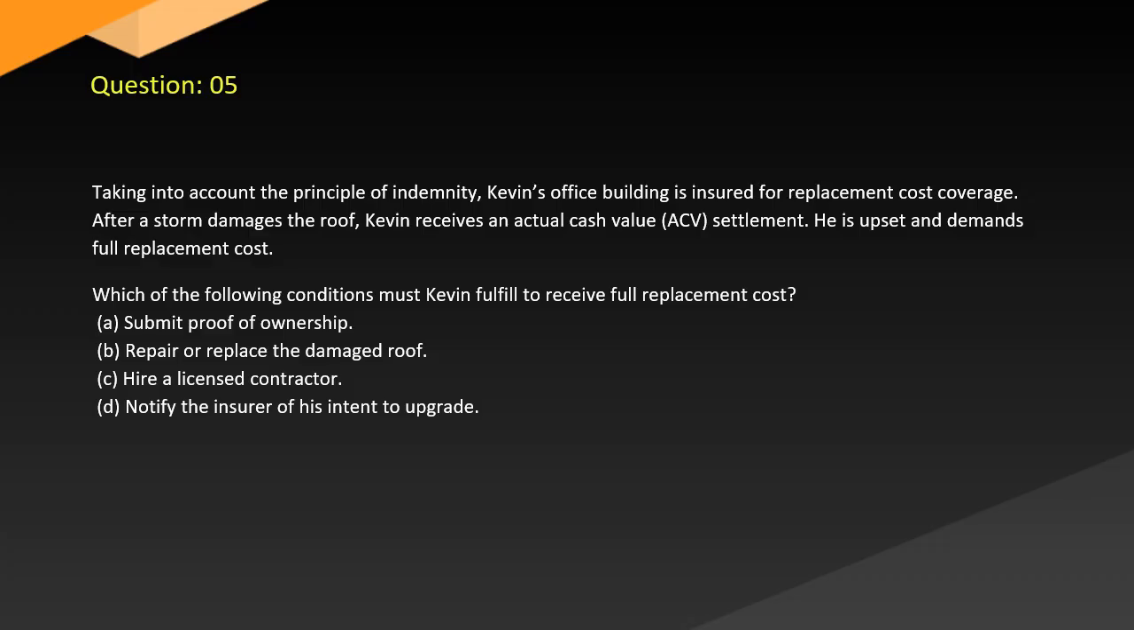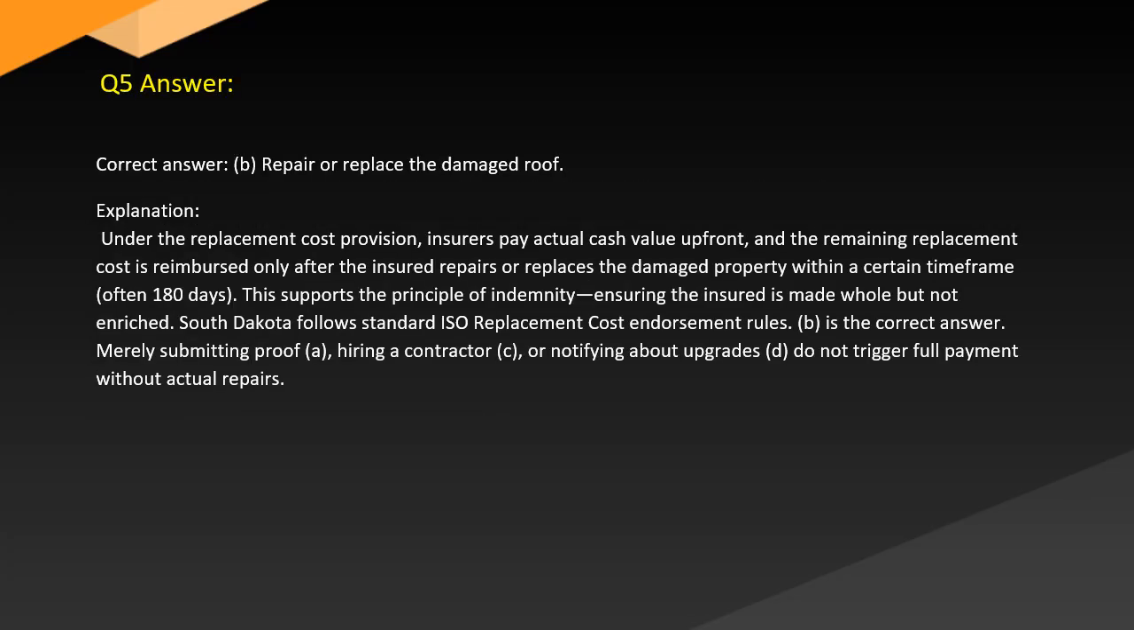A. Submit proof of ownership. B. Repair or replace the damaged roof. C. Hire licensed contractor. D. Notify the insurer of his intent to upgrade. Answer. Correct answer. B. Repair or replace the damaged roof.